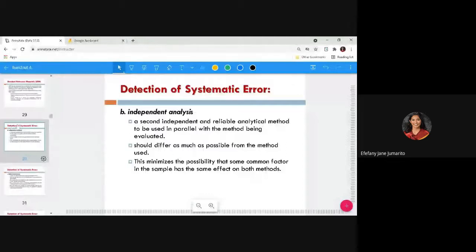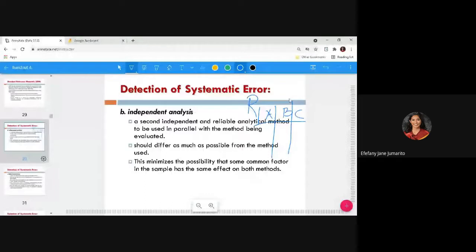Independent analysis: a second independent and reliable analytical method to be used in parallel with the method being evaluated. It should differ as much as possible from the method. This minimizes the possibility that some common factor in the sample has the same effect on both methods. Okay, so we have 3 replicates already. If we have test tube A, B, and C, now also, when we say replicate, it has undergone the same condition, the same size, the same treatment.